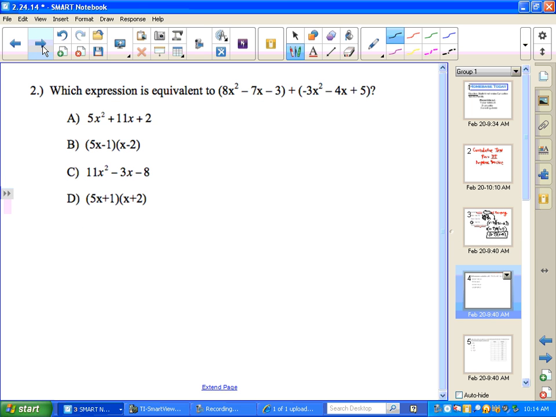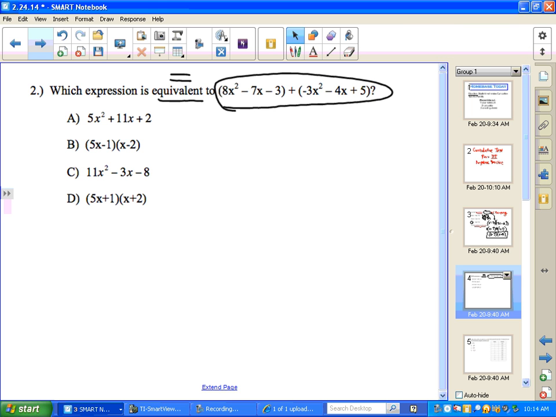Okay, number 2 says, what expression is equivalent to, and then we have this addition problem of polynomials. Equivalent means equal. So we need to figure out whether A, B, C, or D is equal to the problem that they gave us. First thing that you want to do, and hopefully you did this on the quiz, is combine like terms. We have like terms here because they both have an exponent of 2. We have like terms here because they both have an exponent of 1. And then we also have like terms here because they are just coefficients.